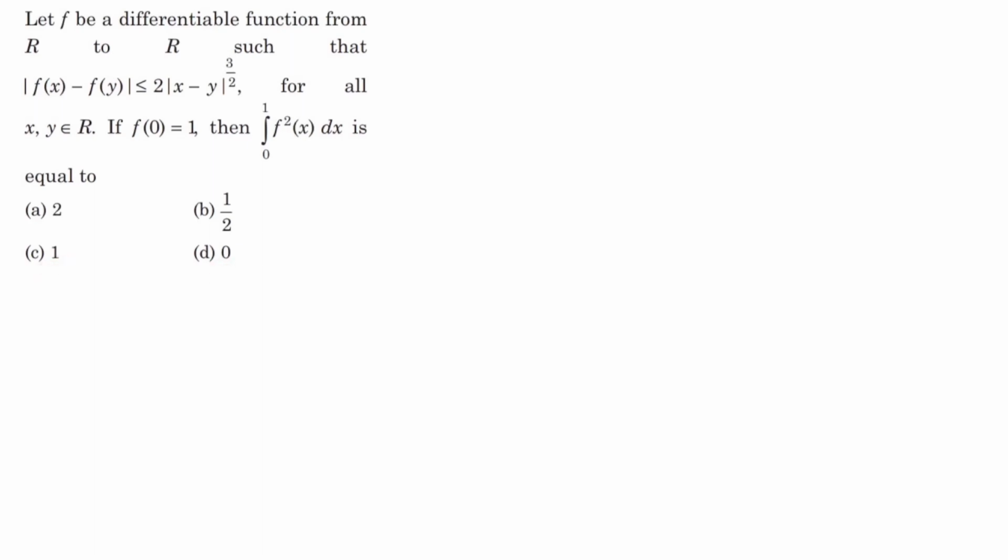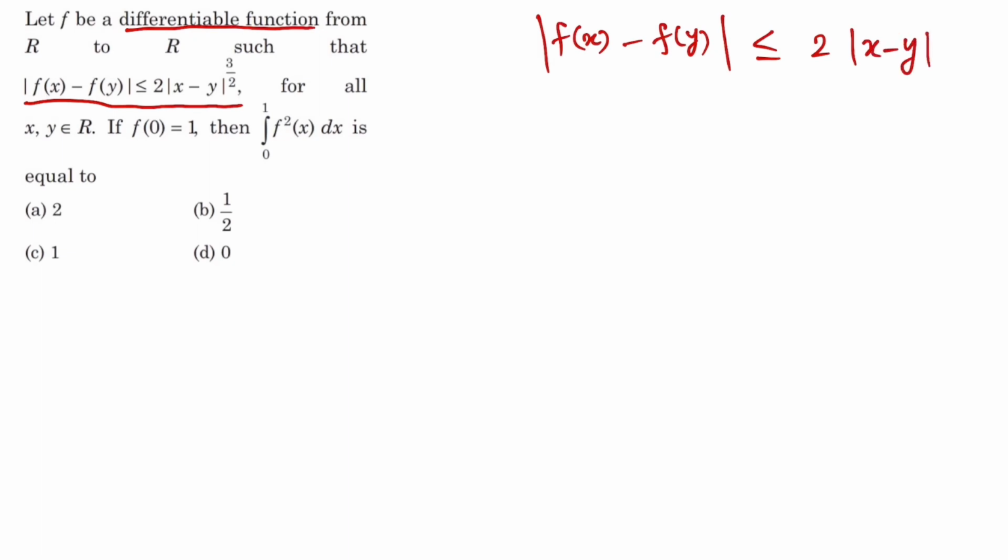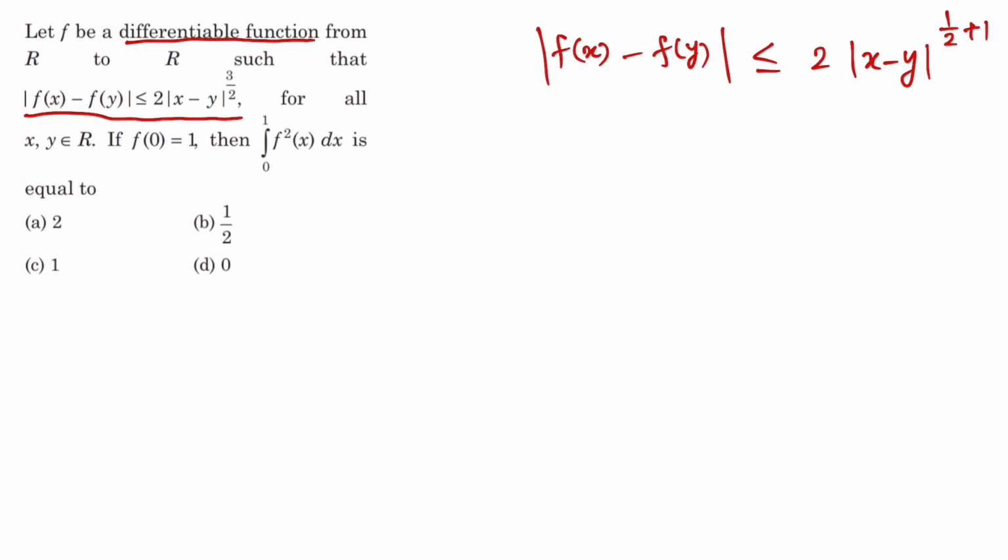Now here the important thing is that we are given that f is a differentiable function, right? And along with this, f satisfies this property. So that means mod of f of x minus f of y is less than or equal to k times mod of x minus y. Now we can write this 3 by 2 as 1 by 2 plus 1, right? Now note that this holds for all x, y in R, and x is not equal to y.